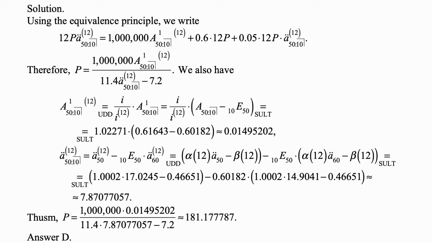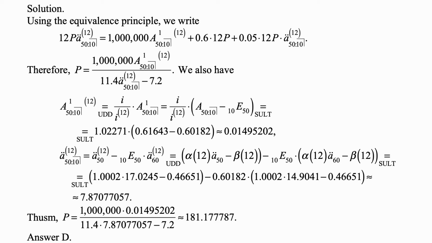Plus 0.6 times 12p, that's the expense, plus 0.05 times 12p times ä_{50:10}^{(12)}, that's the maintenance expense. And of course we can solve this, and therefore p is equal to $1 million A^1_{50:10}^{(12)} over 11.4 ä_{50:10}^{(12)} minus 7.2. But now we need to find those values there to do the calculation.